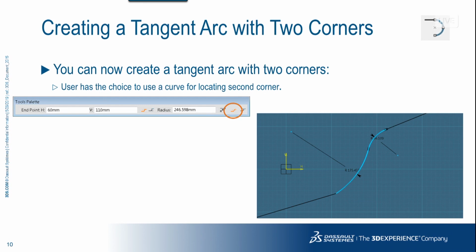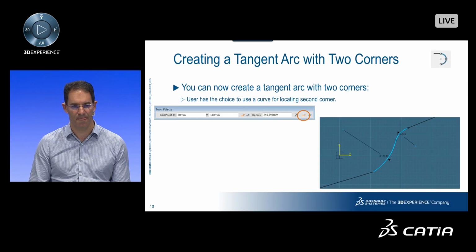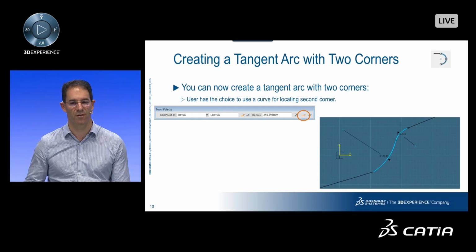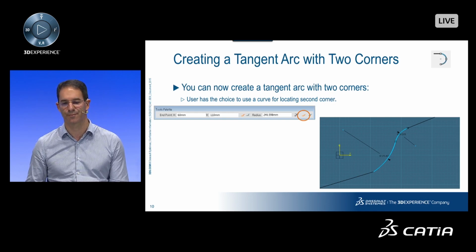Another enhancement in the sketcher is the possibility to create a tangent arc with two corners. So you just have to check the options that we see in the tools palette, and you have the choice to use a curve for locating the second corner.